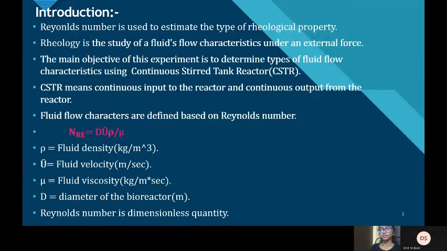Fluid flow characters are defined based on Reynolds number. Reynolds number can be expressed as NRe equal to D u bar rho by mu. D is diameter of the bioreactor, u bar is fluid velocity, rho is fluid density, and mu is fluid viscosity. Reynolds number is a dimensionless quantity.